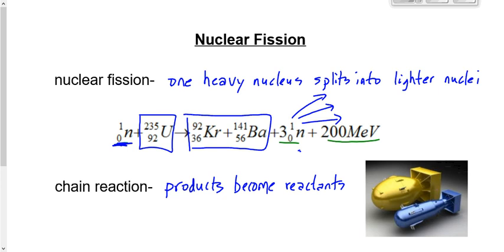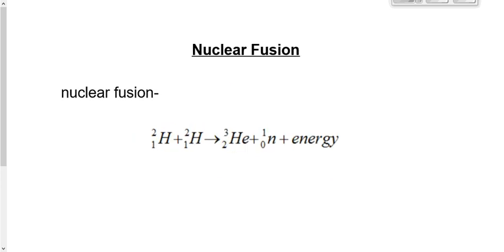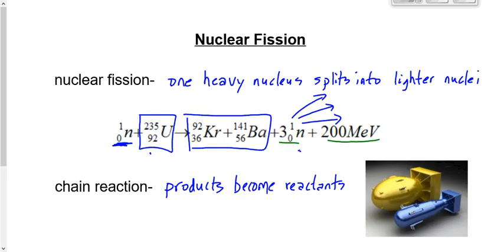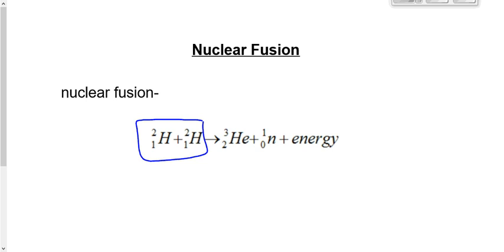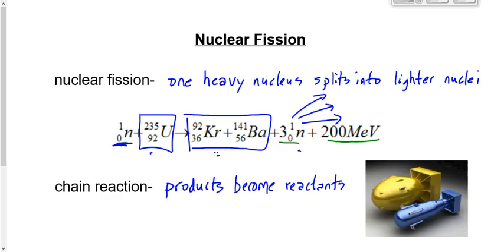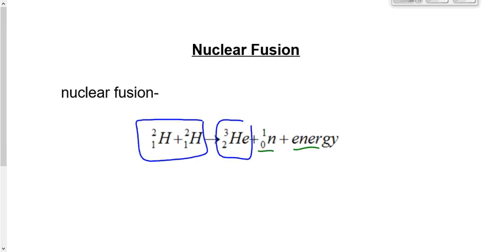Nuclear fission generates a lot of energy. A lot of energy. But it doesn't generate as much as nuclear fusion. Fusion is the opposite. Fission, you remember, we had one heavy nucleus splitting apart into two lighter nuclei. With fusion, we have two lighter nuclei fusing together to form one heavy nucleus. Now we still have a neutron and some energy over here and so on. But the big way that we identify that this is fusion versus fission is that two light things become one heavy. One heavy becomes two light, two light become one heavy.